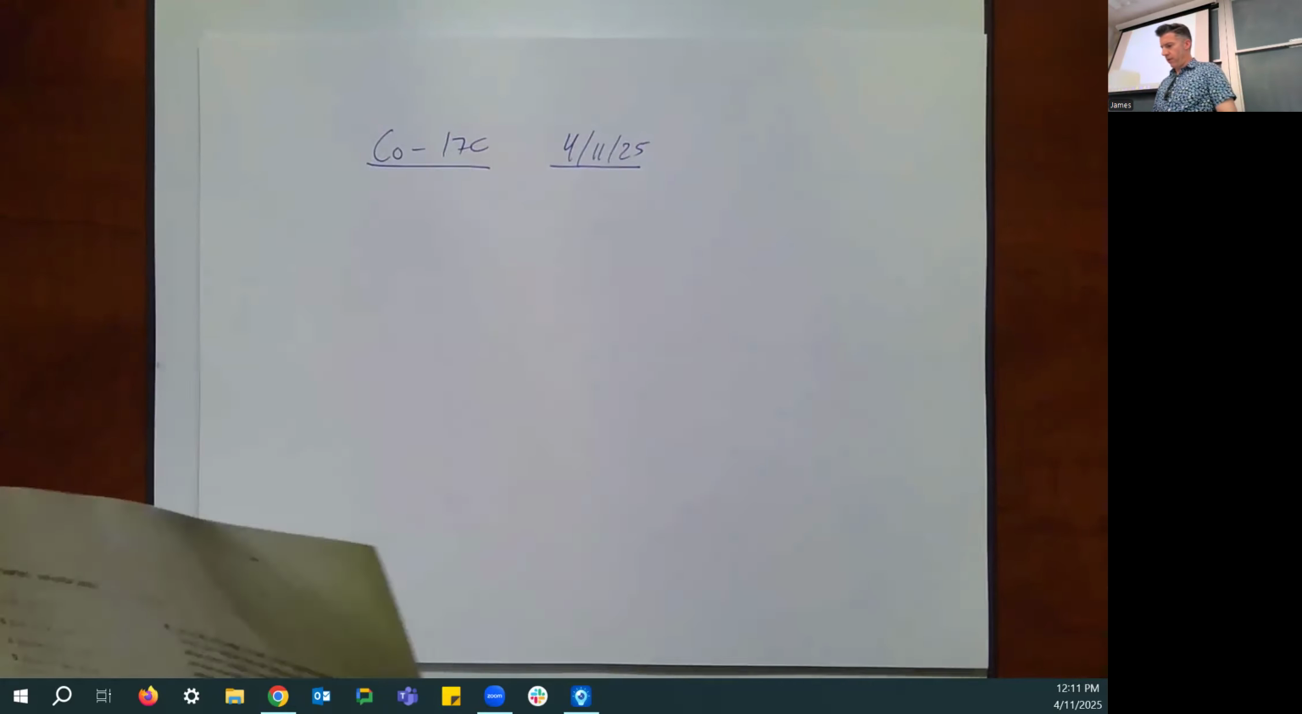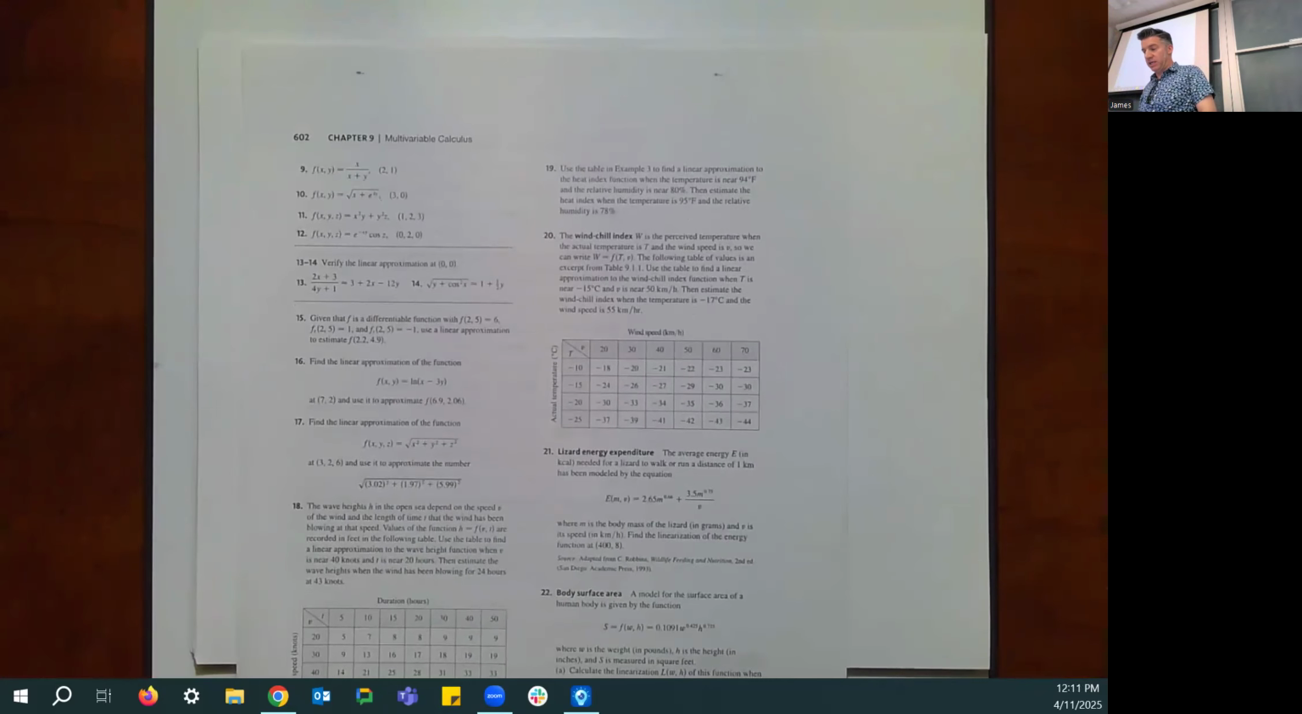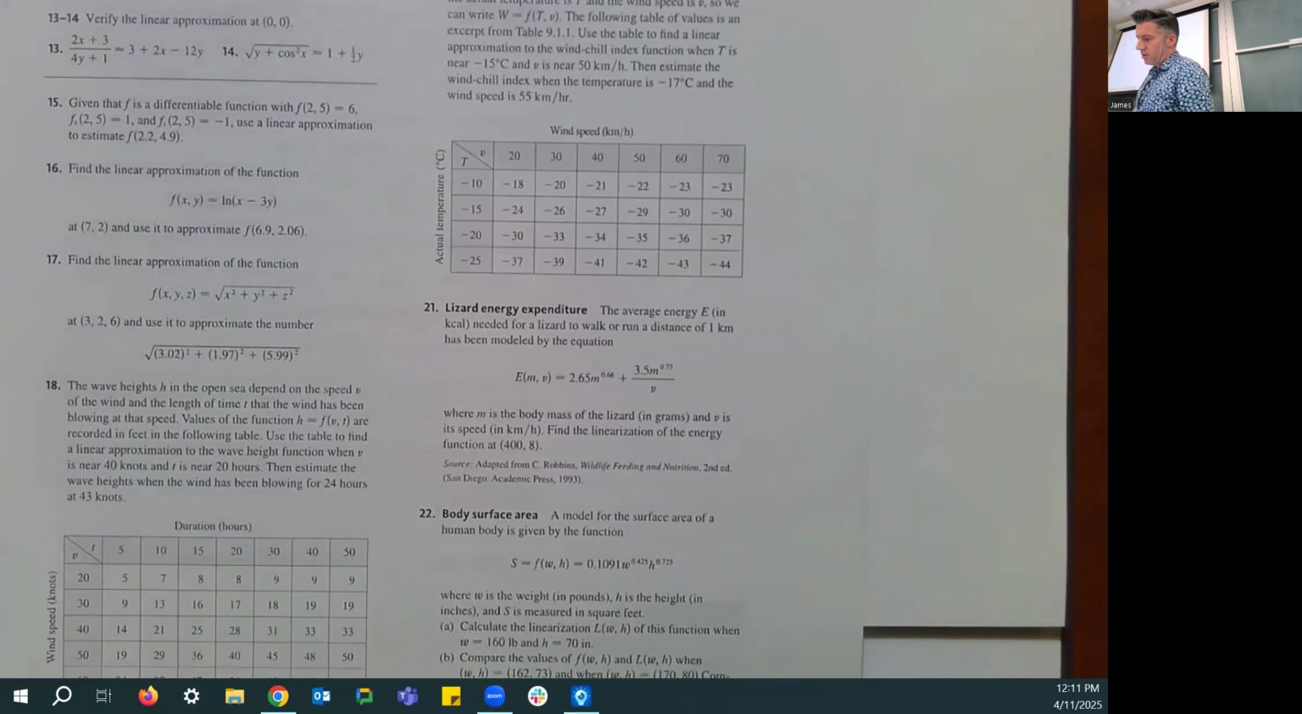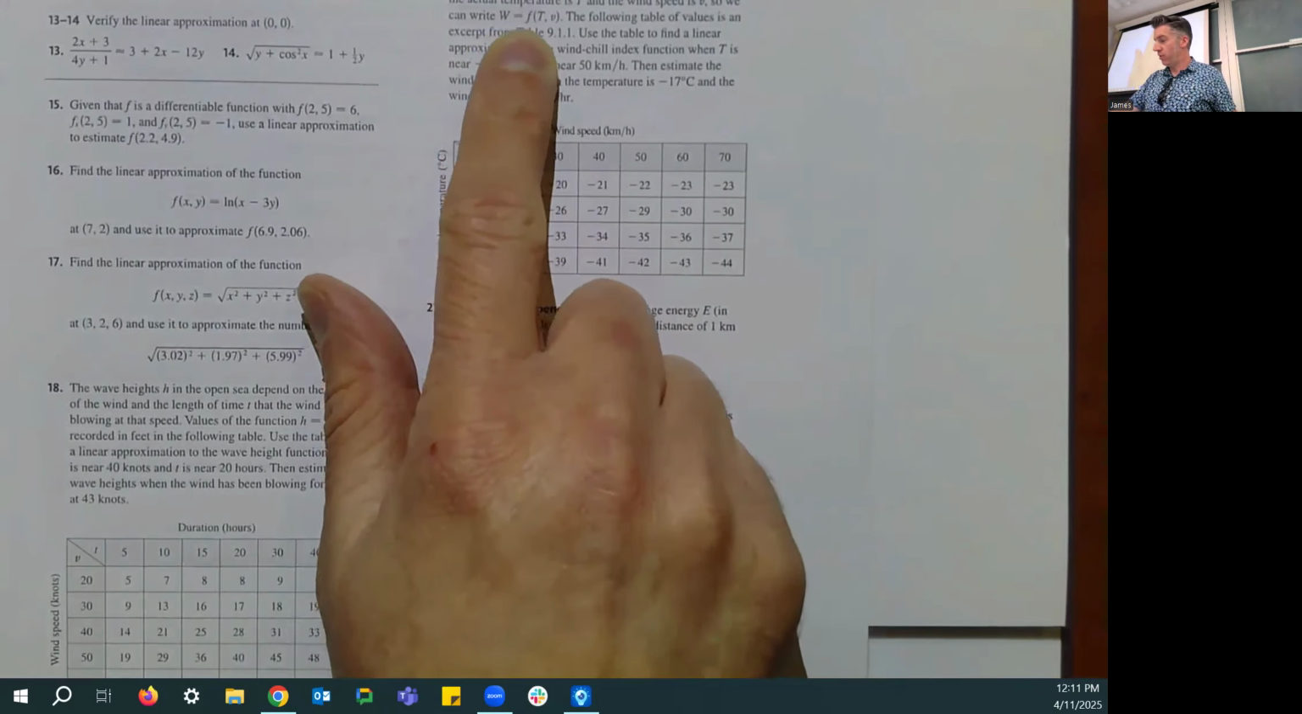This question from section 9.3, number 20, which is very similar to number 18, which is probably hard to read. Let's zoom in a little bit there. It says the following. The wind chill index W is the perceived temperature when the actual temperature is T and the wind speed is V. So we can write the wind chill as a function of temperature and velocity.